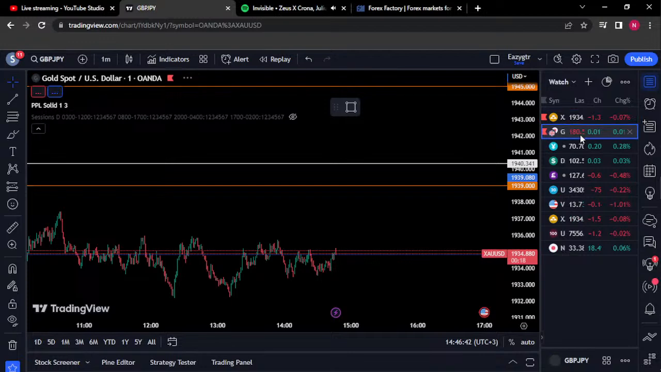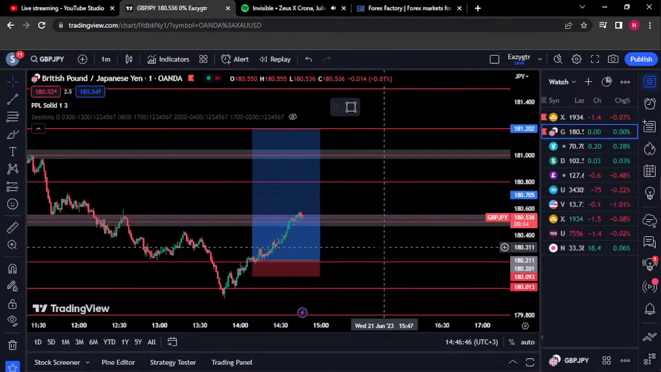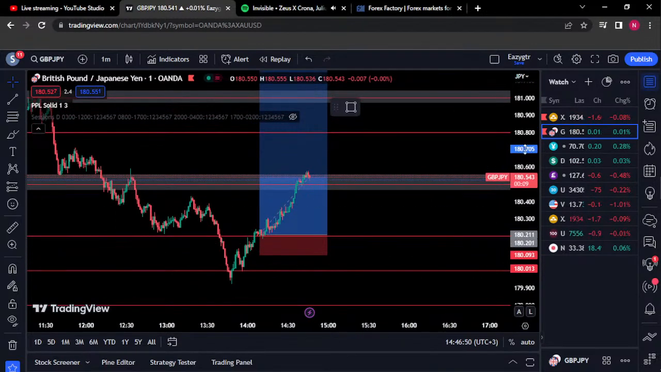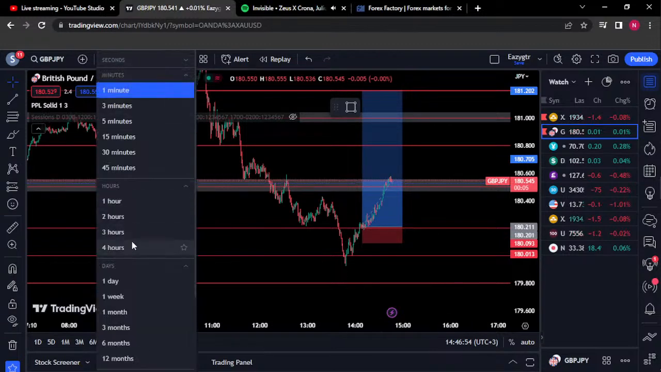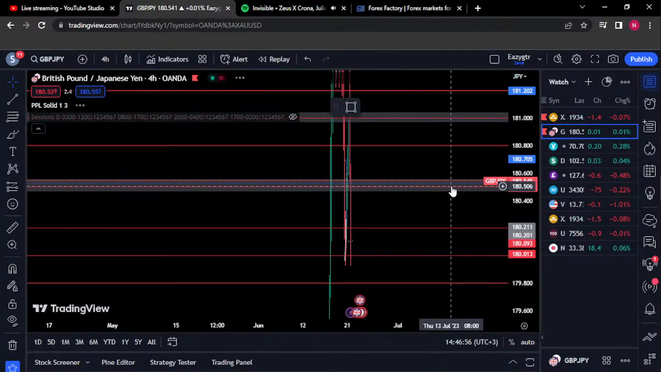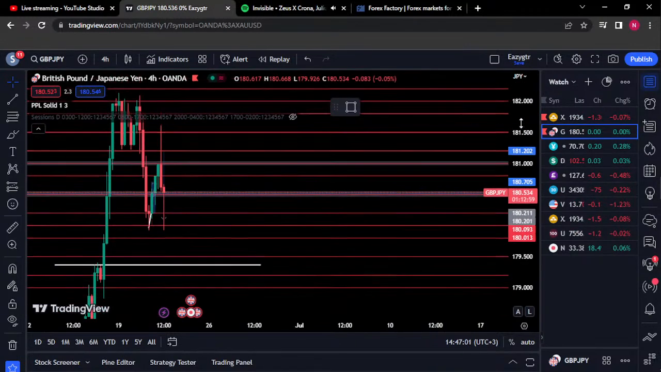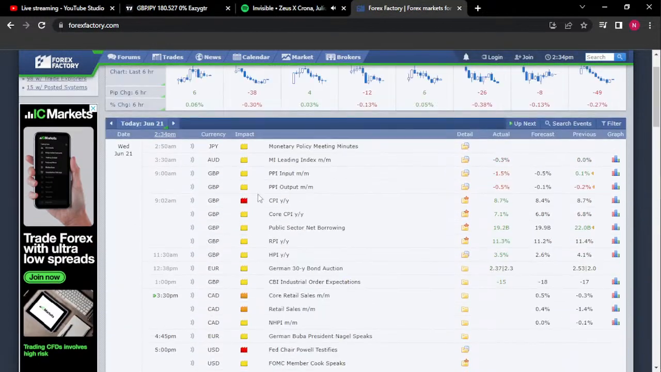Otherwise, let us jump to GJ. So GJ, I'm currently in this trade from 180-200. We can just do a higher time frame analysis and understand why I took this trade. Okay, so fundamentally, today we had the CPI report for GBP.